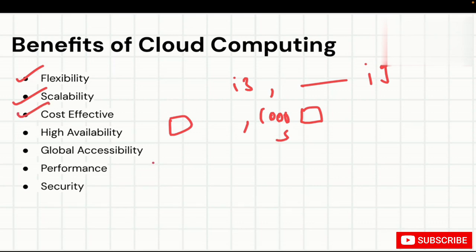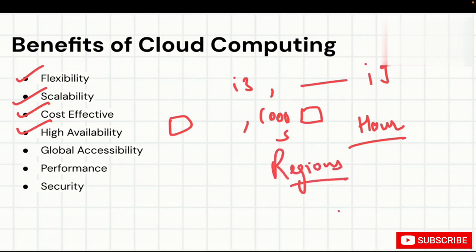Cost effective, why so cost effective? When we are working in the traditional system, we have to buy the system and maintain it, so there is a huge cost related to it. Whereas in the cloud we just pay for the hours we use, how much time we are going to utilize, and that is what makes it cost effective. High availability: we have several regions available, which makes the situation highly available. Global accessibility: we can go global on a single click. We can opt for high performance and security. All those features are available in cloud computing.